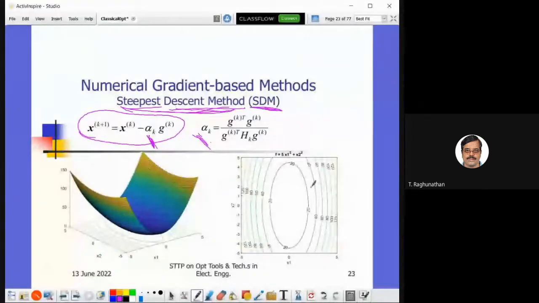Instead of x1 square plus x2 square, let us take f equal to 5x1 square plus x2 square. It is visible here on the right side. The contours are visible. You see that now the solution space, the contours are not circles but ellipses. And you can see the three-dimensional figure of the function versus x1 x2 also here, left side. So how does the SDM, steepest descent method, work on this function? Let me show you that.